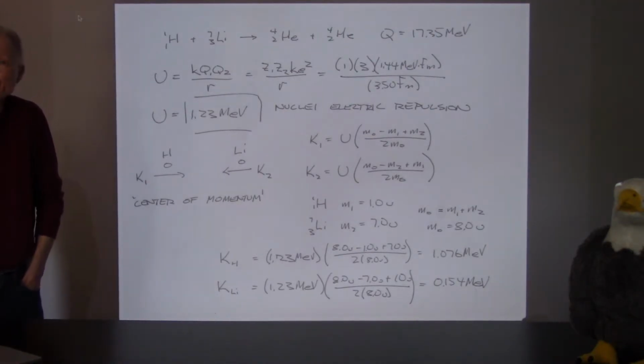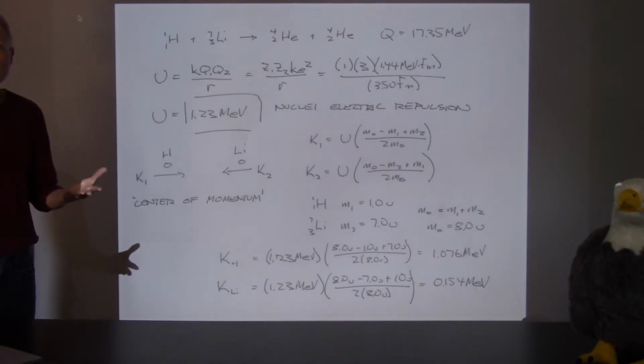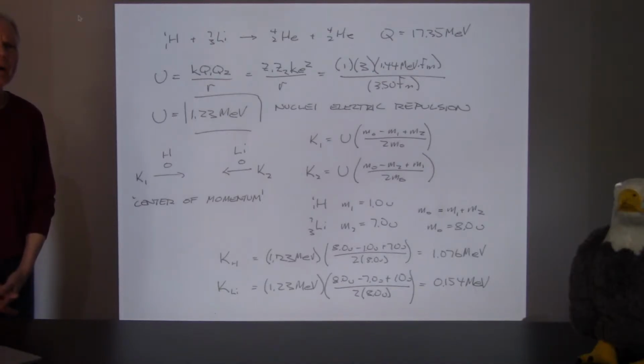So it's a good thing there are these electric potential barriers, right? Otherwise, when atoms and molecules run into each other, the nuclei would react. That would not be a good thing if there were nuclear reactions going on all the time.